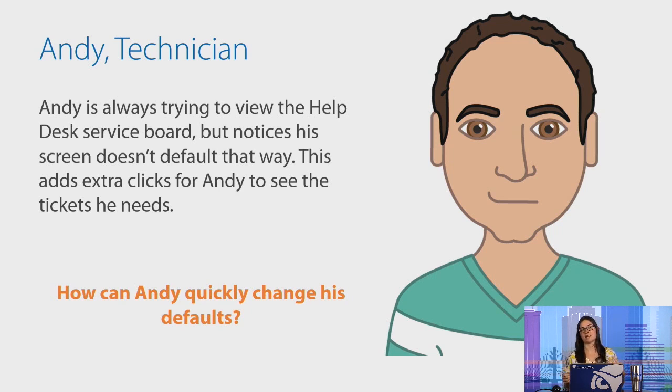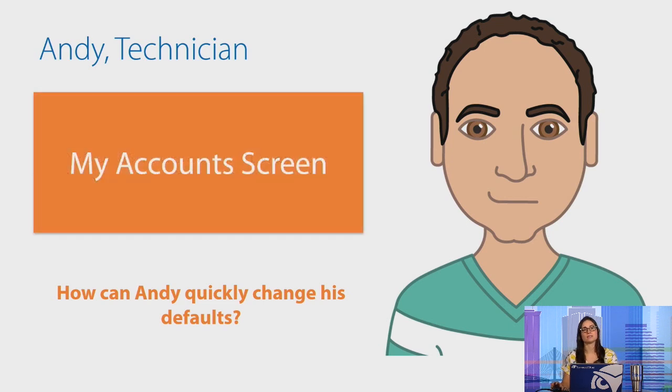We're starting off with a business case with Andy, our technician. You may recognize this one. He's always having to change his filters on the service board to access the help desk because it doesn't default that way. It defaults showing a different board that he doesn't commonly work on. So in order for Andy to see the tickets he needs without additional clicks, where can he change these defaults?